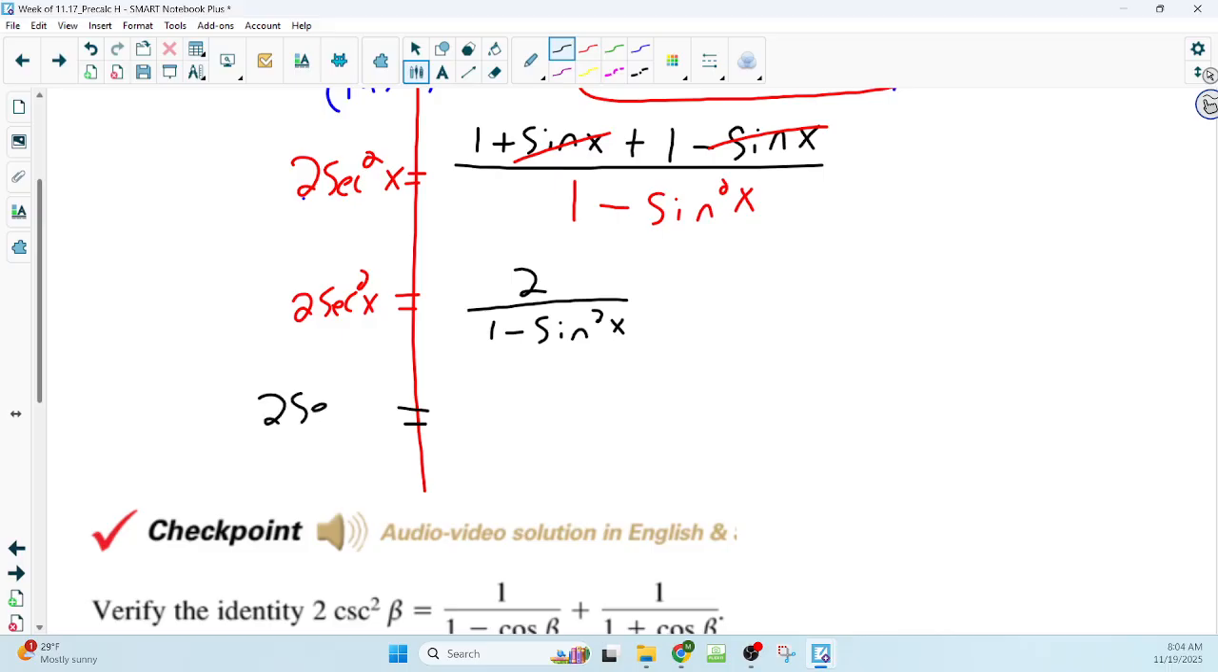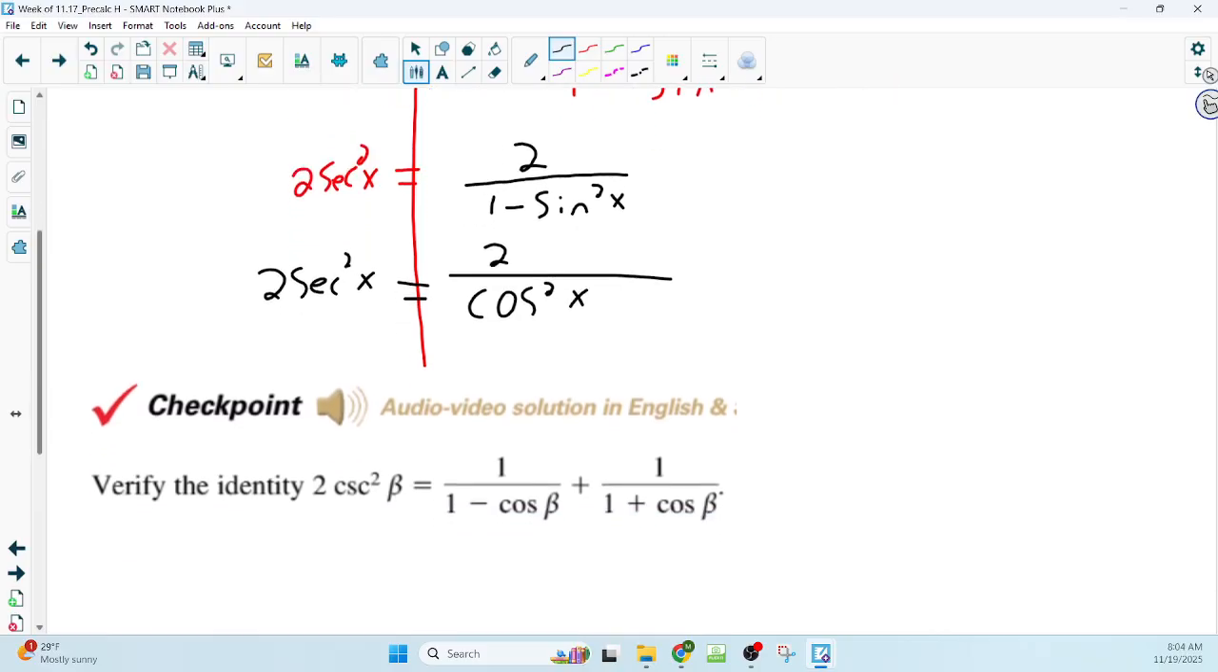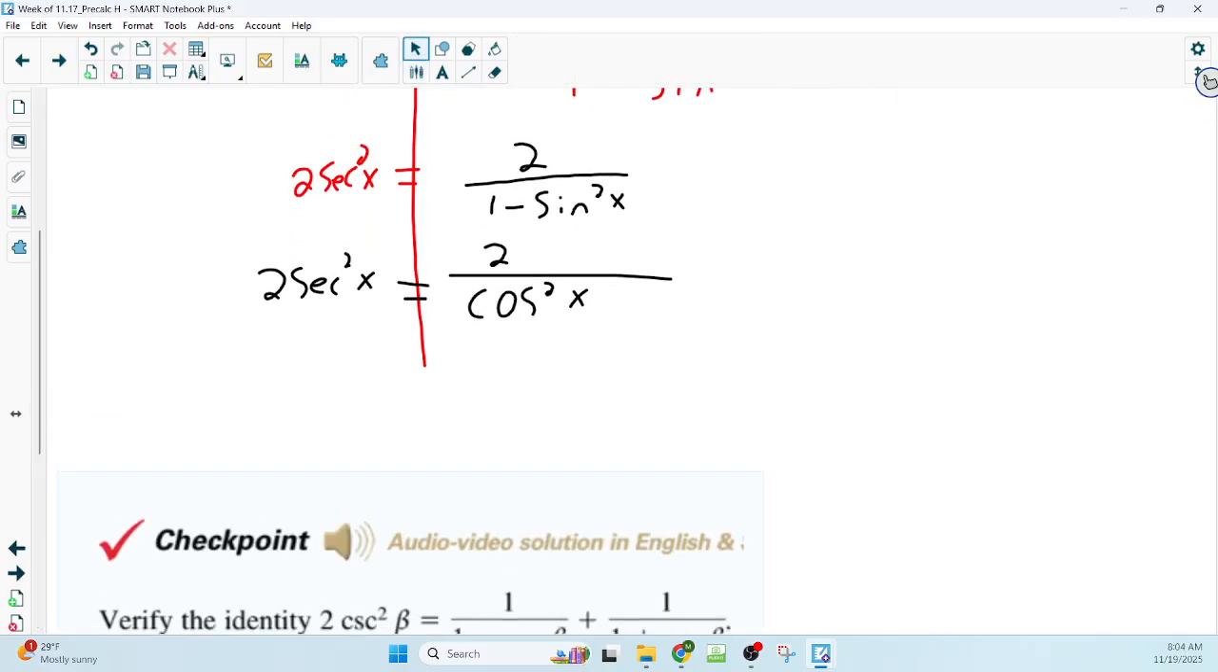This is definitely something you want to know. If you've been getting by and just waiting for me to say it, you just definitely want to know this. So 1 minus sine squared of x is cosine squared of x. I like to keep going down rather than sideways for these problems, just in case. It just seems a little bit weird to not do that.